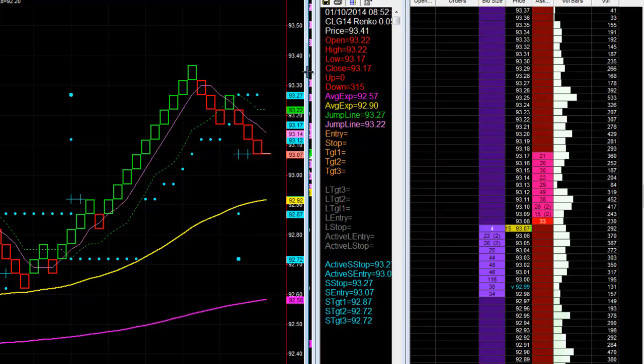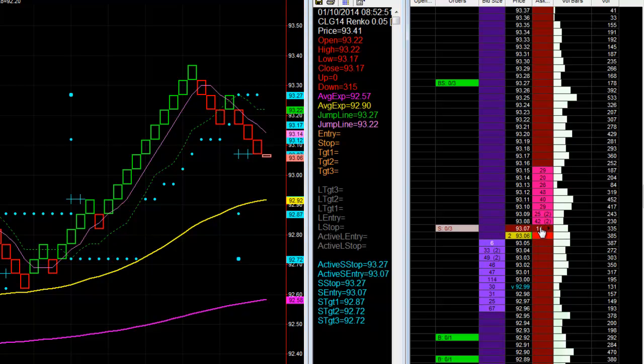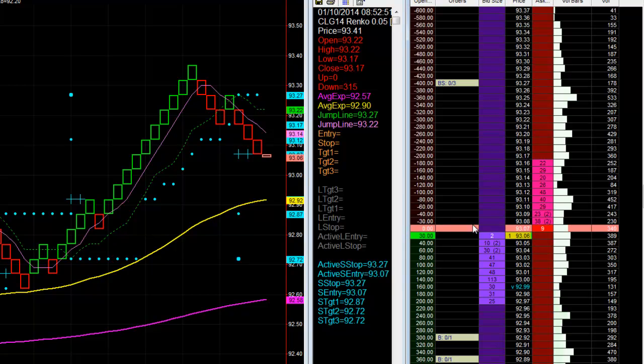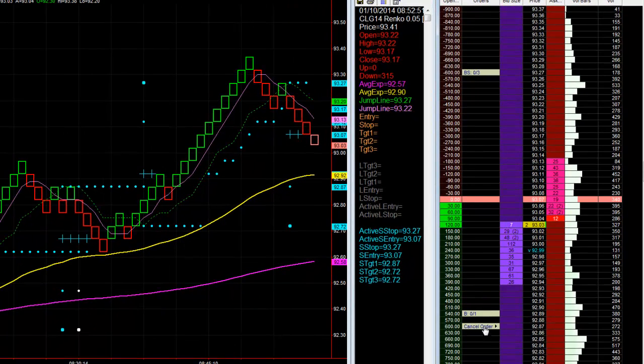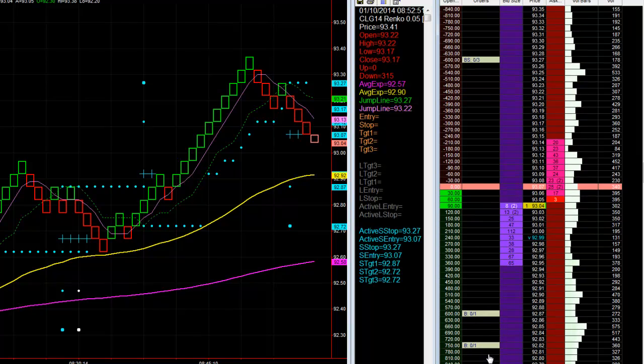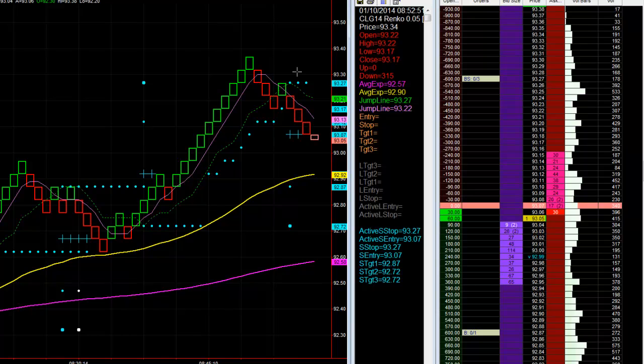Alright, we're going to take this short here on crude oil, 93.07. Order filled. And we're going to trade to each of these two targets and then trail a position. So we're going to go to 92.87 and 92.72. And our stop is up here at 93.27.